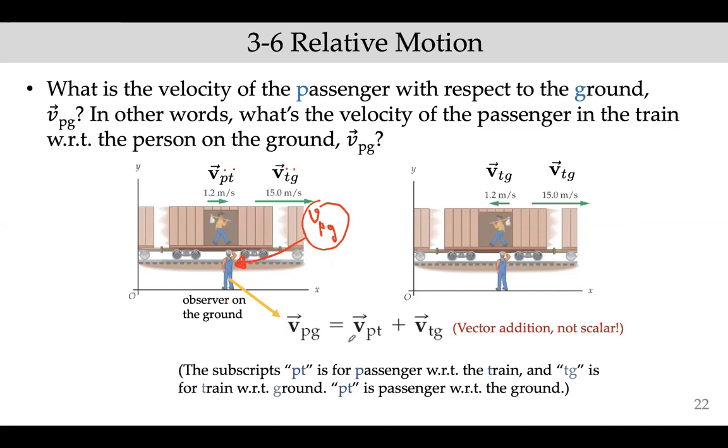How do you do it? Well, this is the equation. The velocity of the passenger with respect to the ground is, remember, these are vectors, the velocity of the passenger with respect to the train plus the vector v, the velocity of the train with respect to the ground. And in the next slide, you will see the calculations.